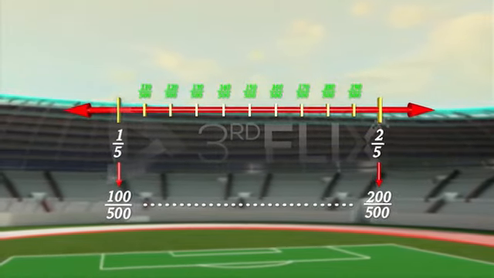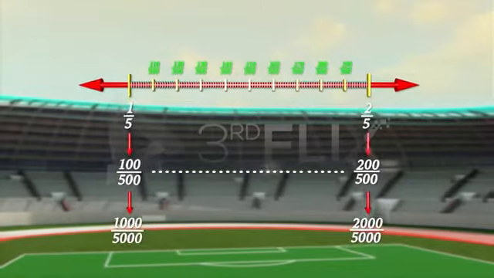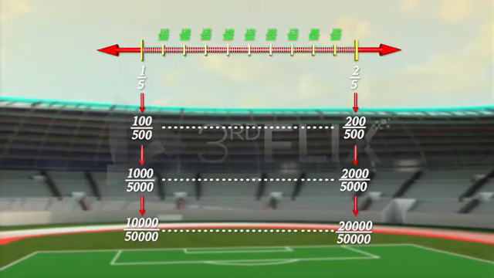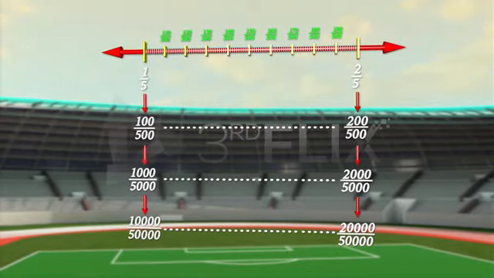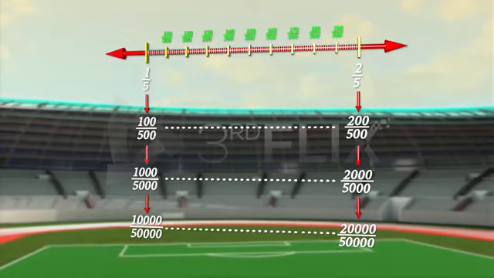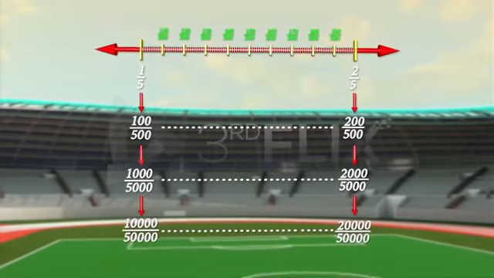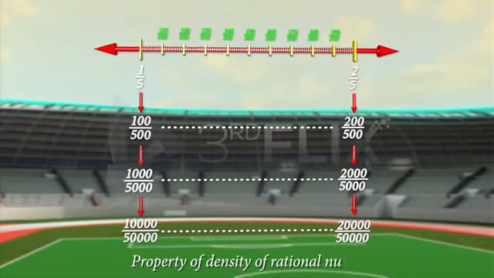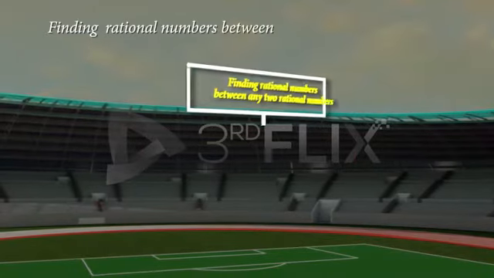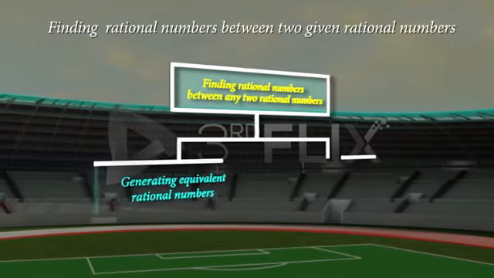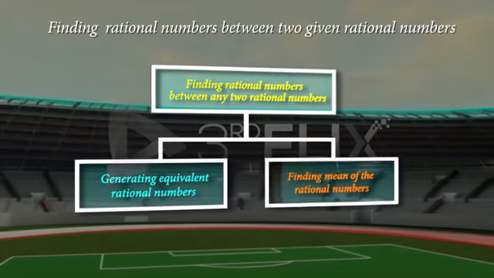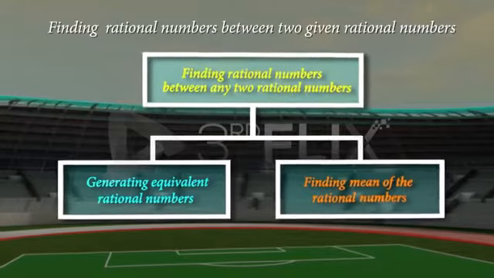If we proceed like this, we can find many more rational numbers between any two rational numbers. We can say that unlike natural numbers and integers, there are countless rational numbers between any two given rational numbers, and this leads to the density property of rational numbers. We can find rational numbers using different methods, like generating equivalent rational numbers and the mean method or finding the average. Let us solve some examples.